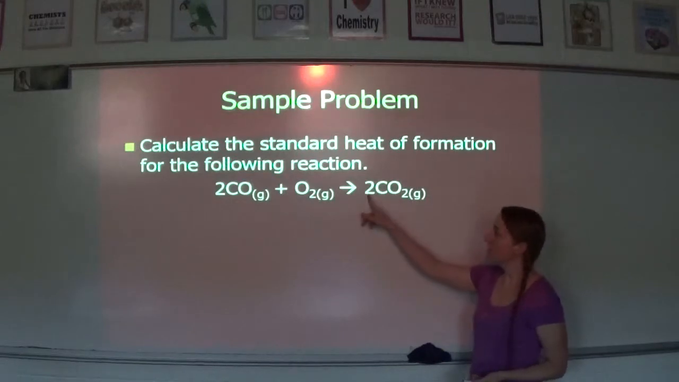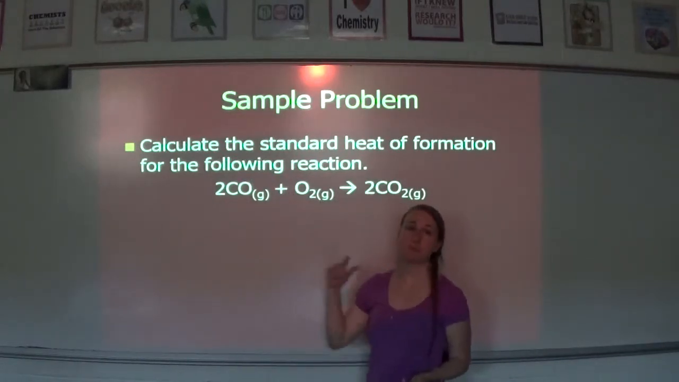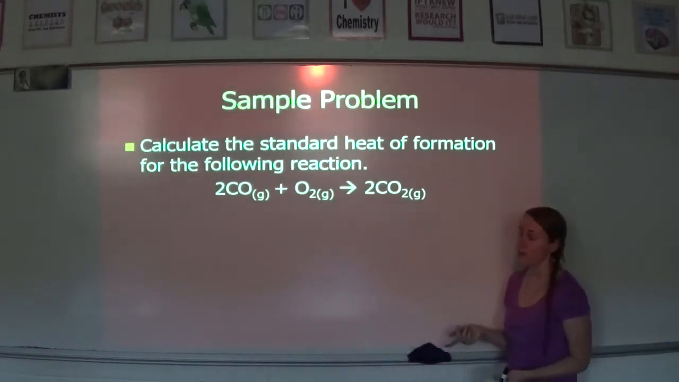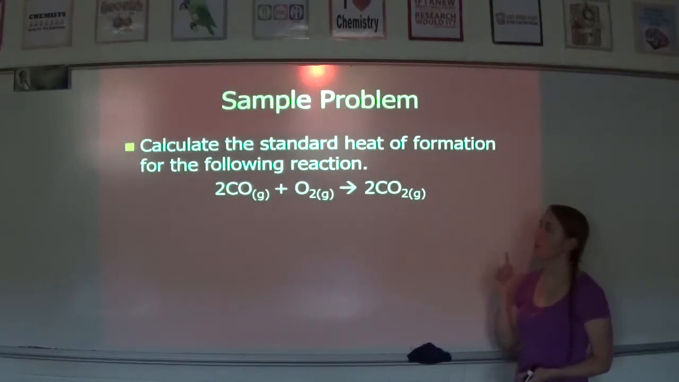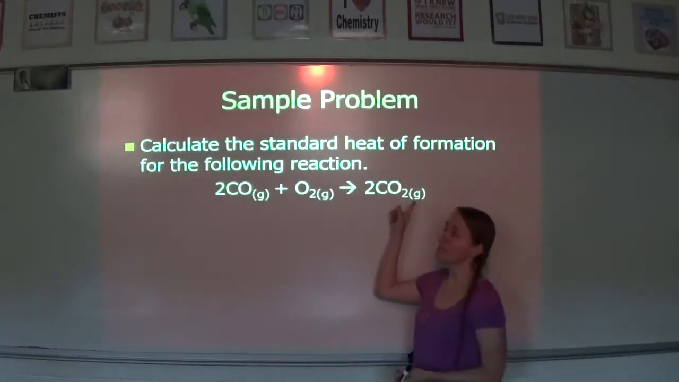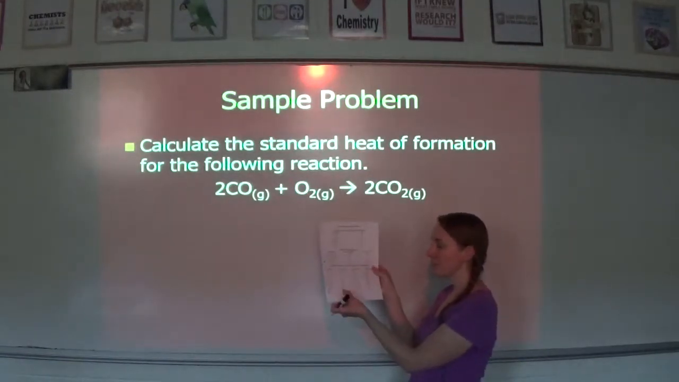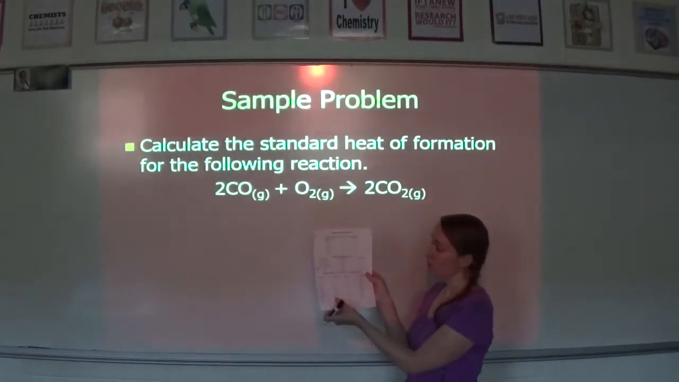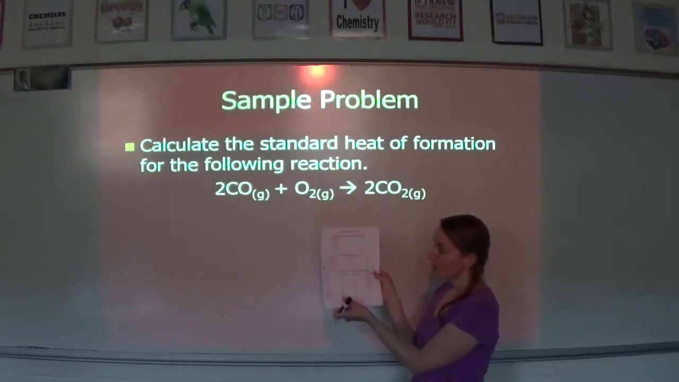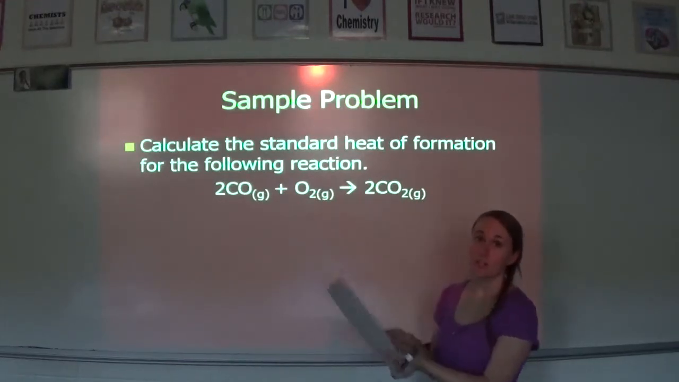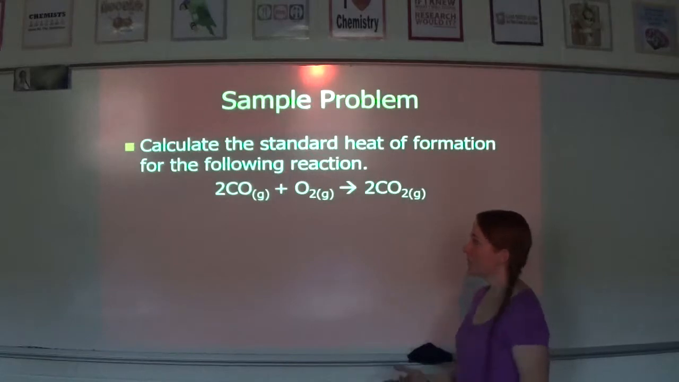So you have to take into account your coefficients, because that tells you how many moles you have. Okay, so you've got to be real careful of that. The other thing you have to be careful of is your states of matter. Like if you look at this charts page, water gas is negative 241.8 kilojoules per mole. But water liquid is negative 285.8 kilojoules per mole. So the different states of matter have different numbers.